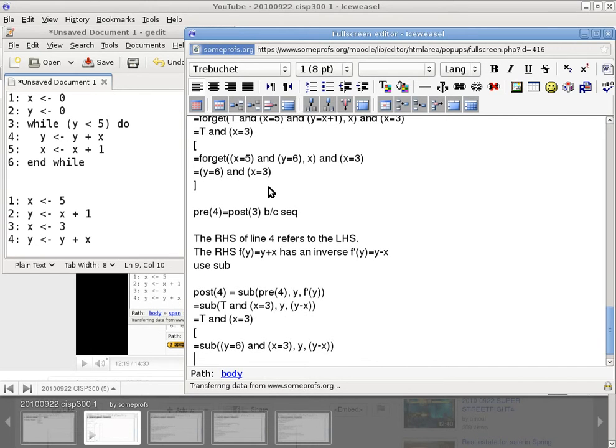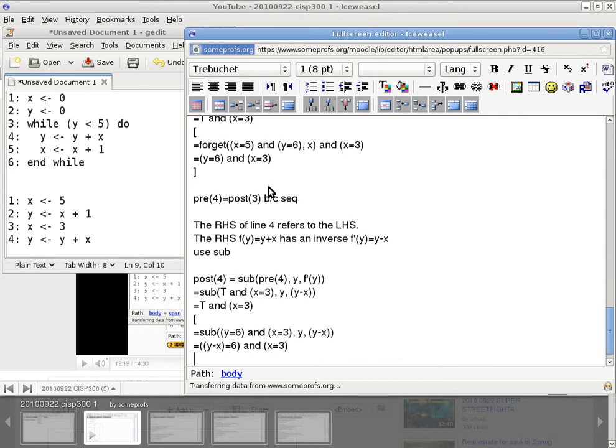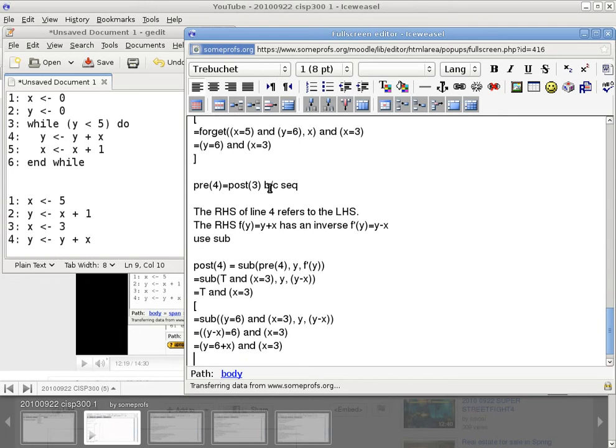Following this, if you carry out the actual substitution, then it becomes y minus x equals 6, right? And x equals 3 does not mention anything about y, so it gets to be preserved. But what about this statement here? You can say that y equals 6 plus x and x equals 3.